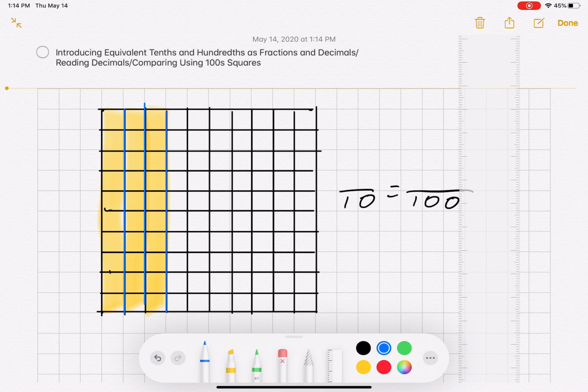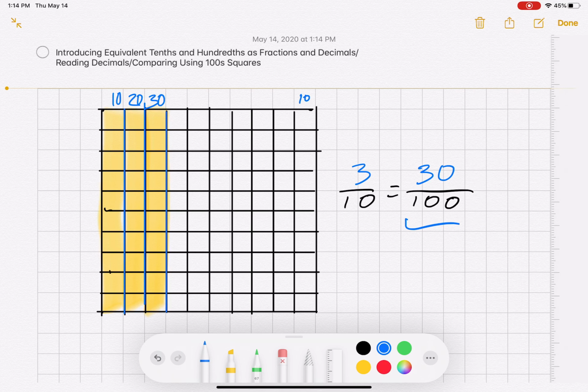So if I'm ignoring the vertical lines, this would be 1/10, 2/10, 3/10. Because if you're looking at only the vertical lines, this would be all the way up to 10. So I have 3/10. Now, ignoring the blue lines and looking at all the squares, and I'm thinking about hundredths, this would be 10 hundredths, 20 hundredths, and 30 hundredths. So this would be written as 30 hundredths.